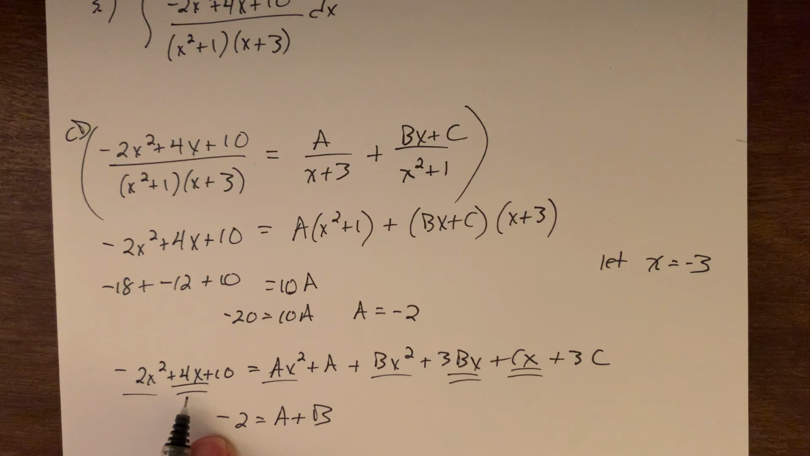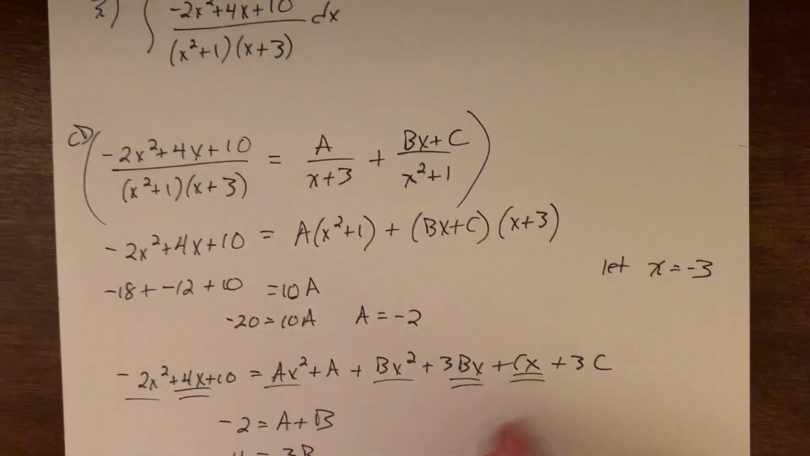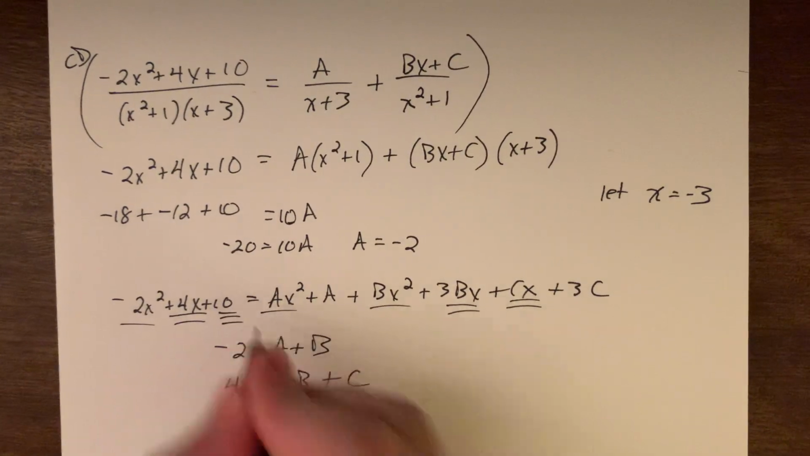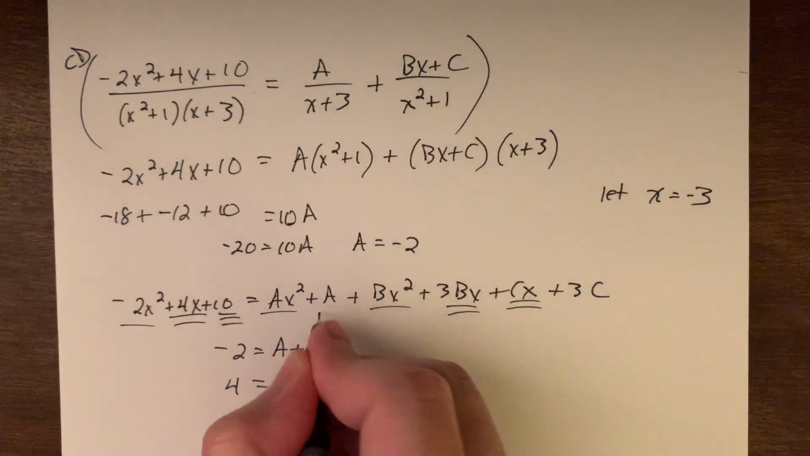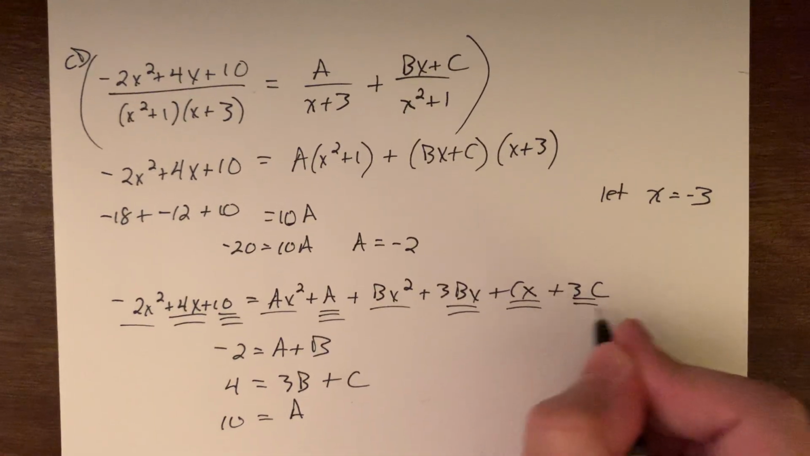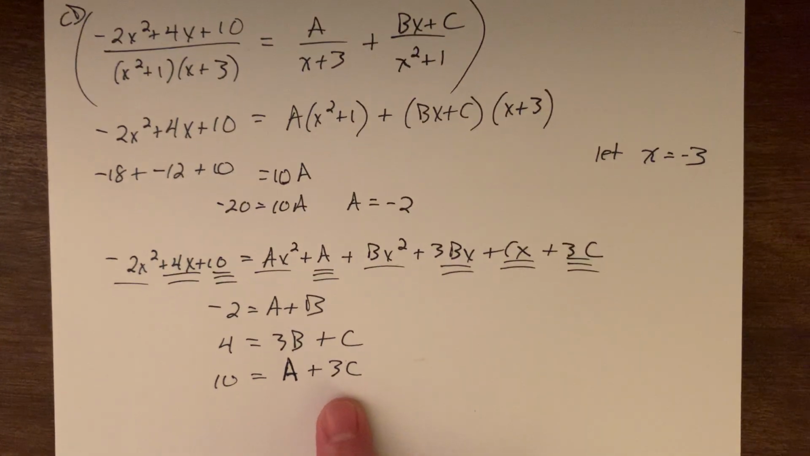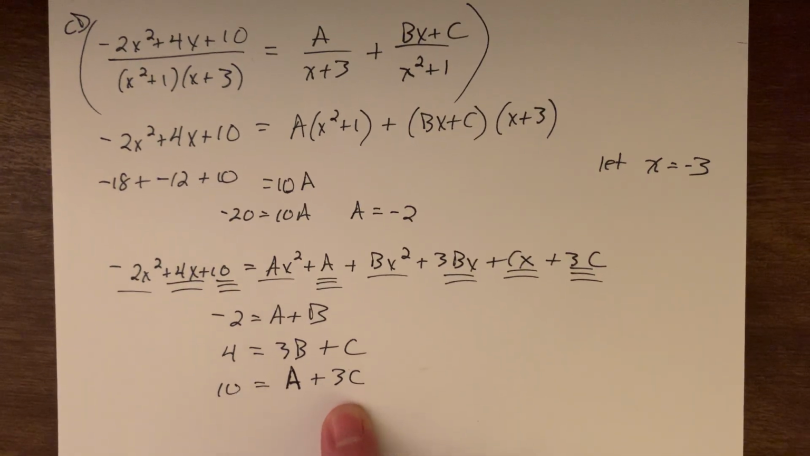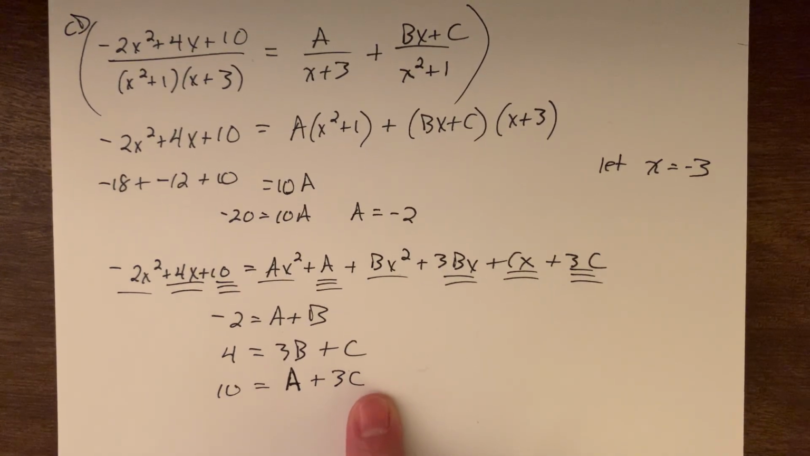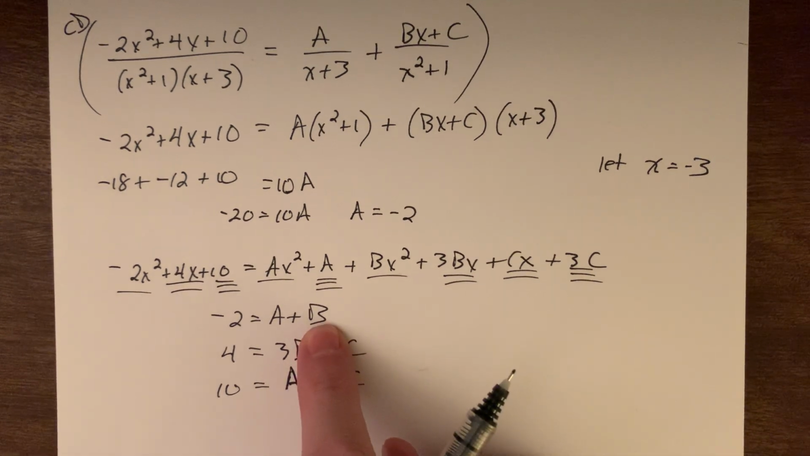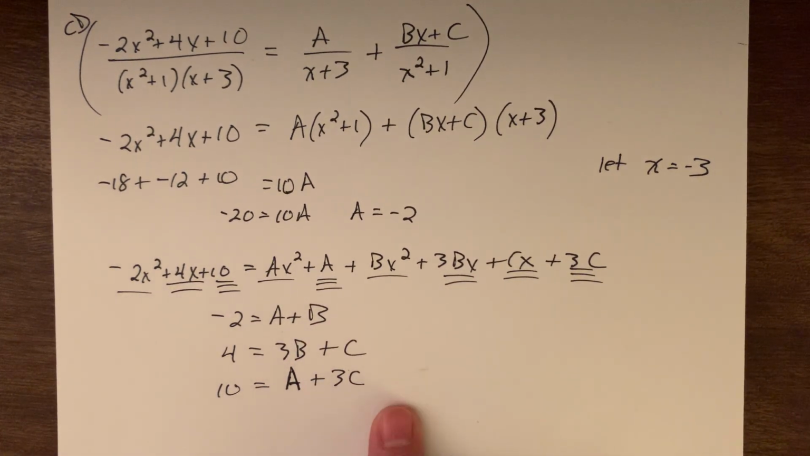So x, I get a 4 on this side, and that's going to go with a 3b plus c on this side. And then my constant terms, the 10, well, I've got a constant term here, and I've got another constant term here. So if this is all you did, this is an even bigger pain to solve. 3 equations, 3 variables, but notice each equation actually only has 2. This one only has a and b. This one has b and c. This one has a and c.